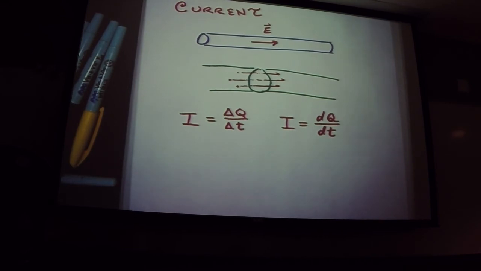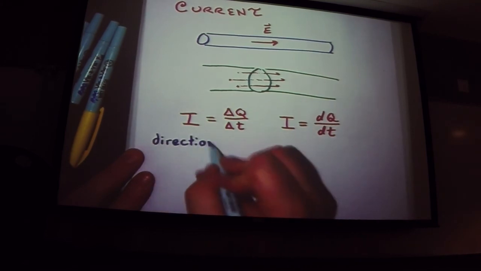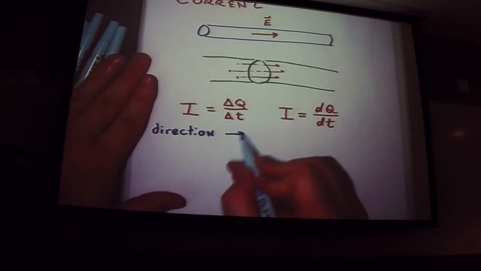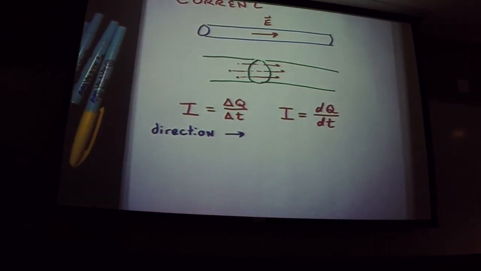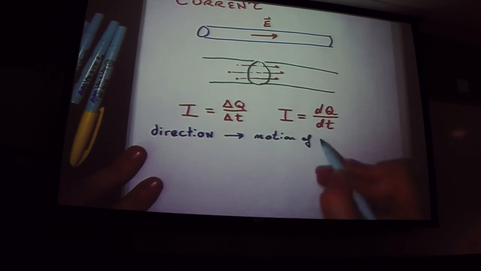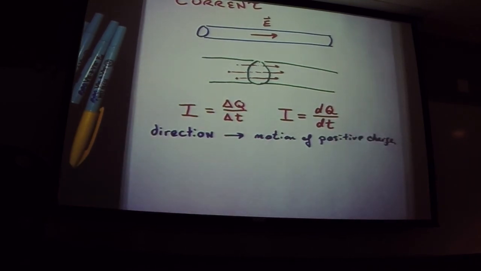Now here's something that's fun. The direction of the current, because it does have direction. The direction of the current is defined by convention. By convention, the direction of the current is the motion of positive charge.